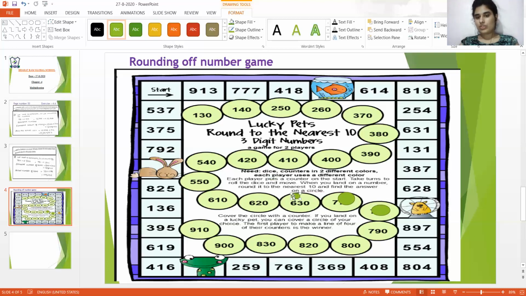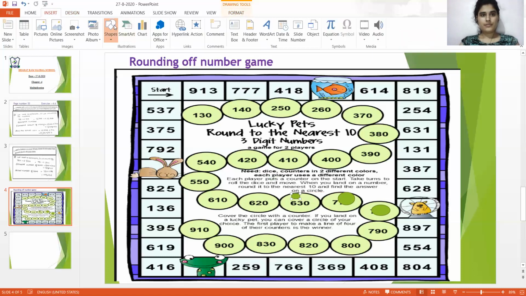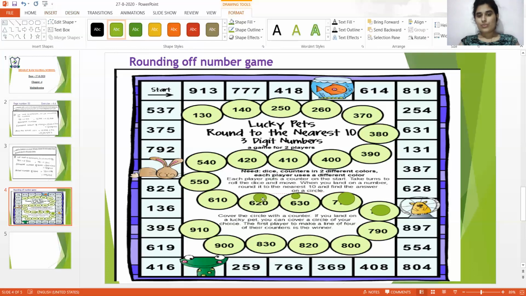Like this, 3, like this, 4. Whosoever completes the 4 circles fast will win the game. This is how we can play this game.